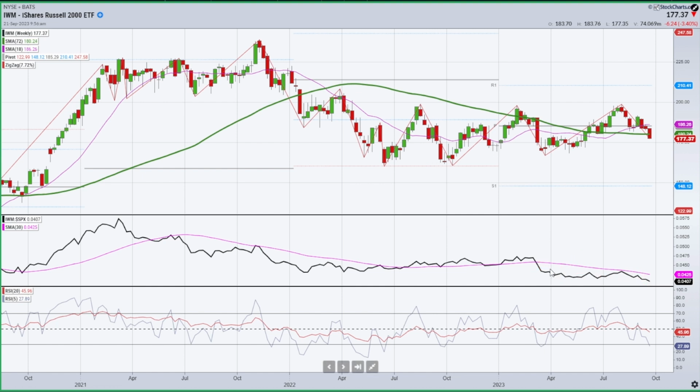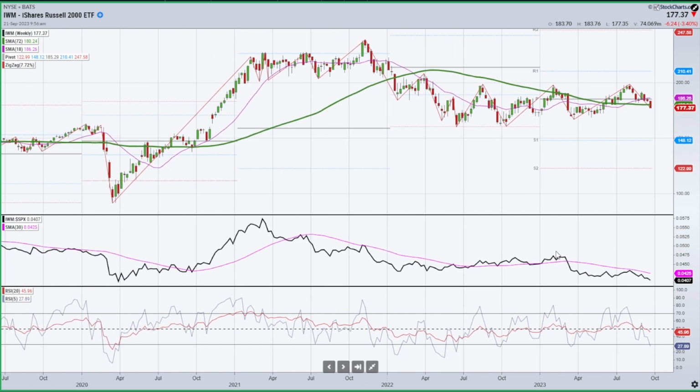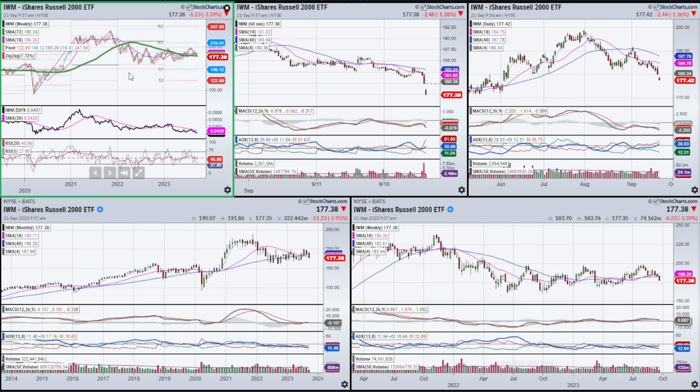I've done this for a long time. I worked with small cap managers for ages. I've looked at this relationship for a very, very long time, and it's not a good situation when this line is going down and underperforming the market. So we've got to keep that in mind.